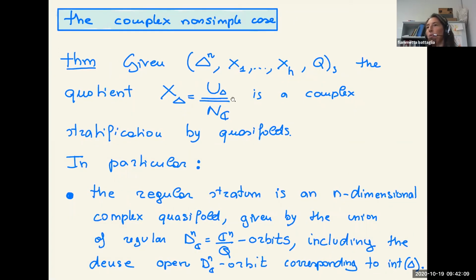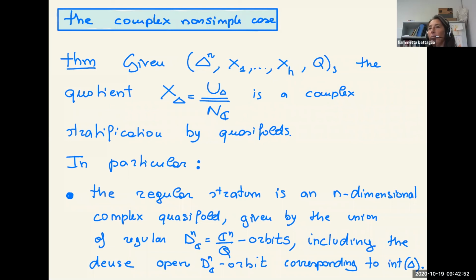So we start again with these fundamental elements, this triple: polytope, normals, and quasi-lattice. We get a corresponding quotient, and we prove that this is a complex stratification by quasifolds. In particular, the regular stratum is an n-dimensional complex quasifold, where n is the dimension of the polytope. And this regular stratum is given by the union of the regular quasi-torus orbits, and this includes the dense open orbit that corresponds to the interior of delta.